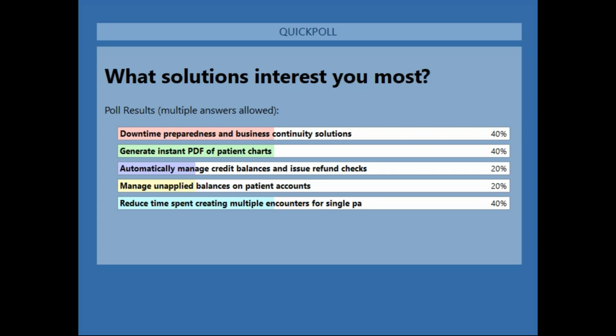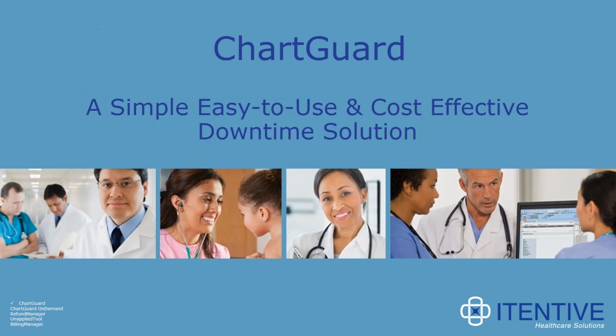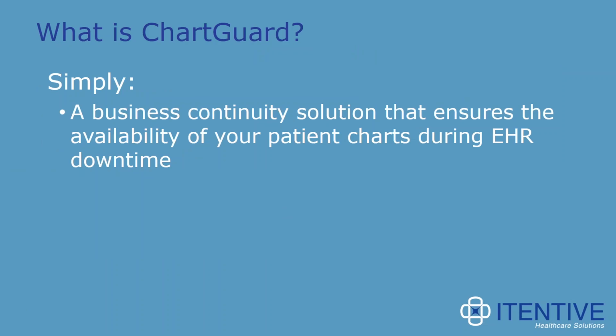All right. Thank you very much, Chelsea. So the first product we're going to talk about today is our ChartGuard product, and it's our downtime solution. Simply, ChartGuard is a cost-effective, easy-to-use business continuity solution where it ensures, one, that you're prepared to handle a downtime situation at each of your office locations or health center locations, and then two, that you have access to your patient charts during AHR downtime.